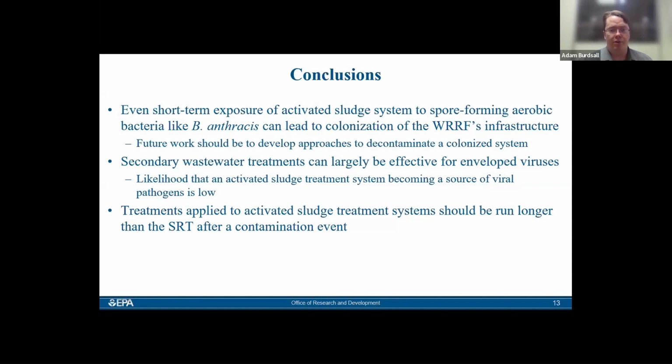Secondary wastewater treatments can largely be effective for enveloped viruses. The overall likelihood that an activated sludge treatment system would become a source for such a viral pathogen is relatively low. But the treatments that do get applied for a sludge treatment system need to be run for a longer period of time than the system's range of solid retention time after the contamination's been detected.